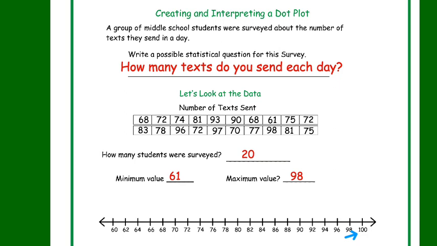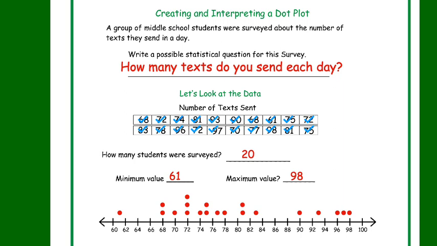Now we're ready to plot the data points on this number line. Let's start with the first data point of 68, and we'll place a dot above the number 68 on the number line, and we'll check mark it off the list above. Now 72 and 74. You can pause the video now and complete this dot plot on your own. Come on back when you are done.